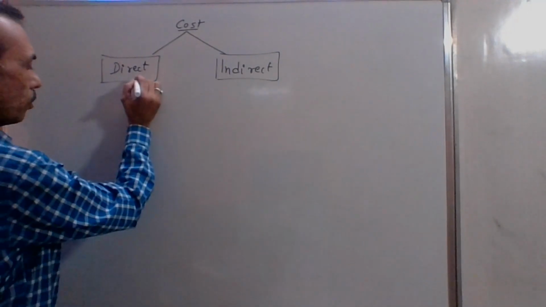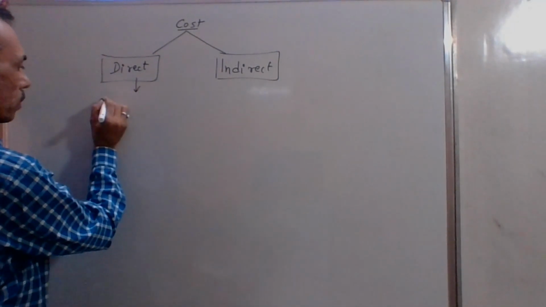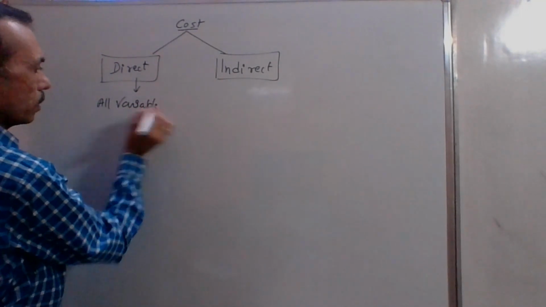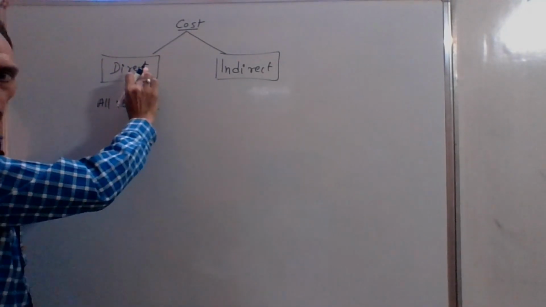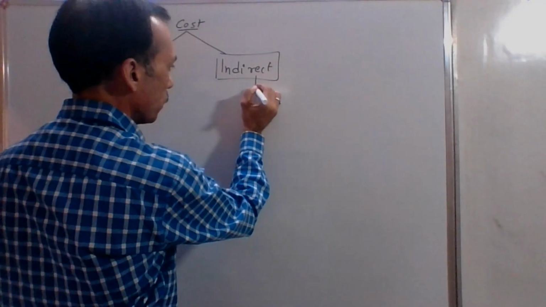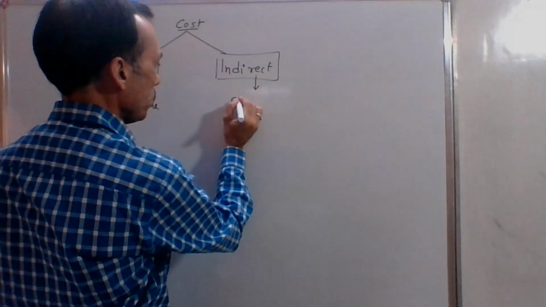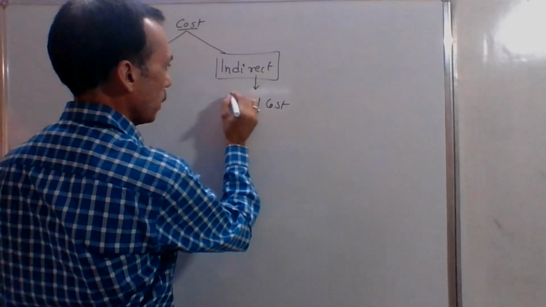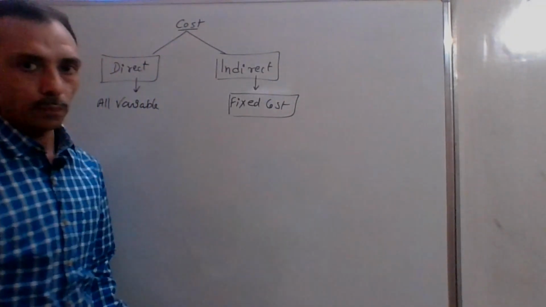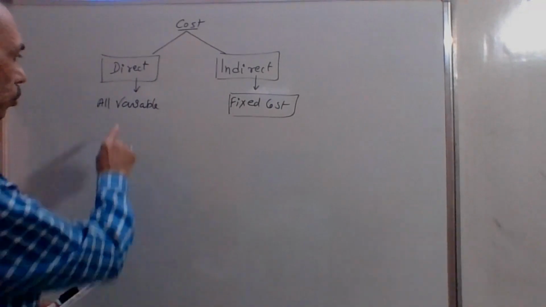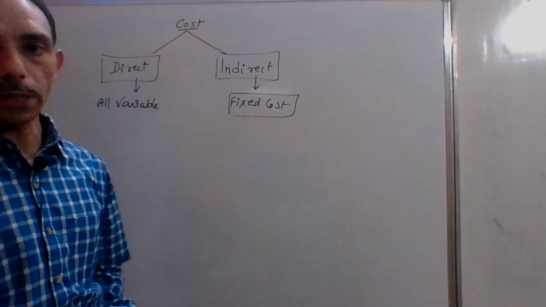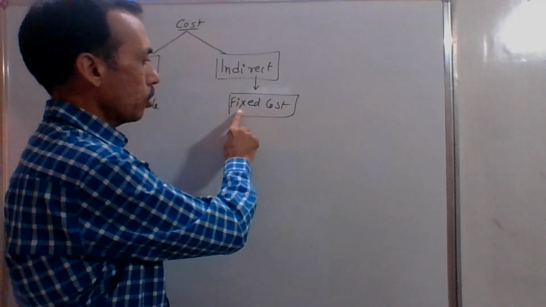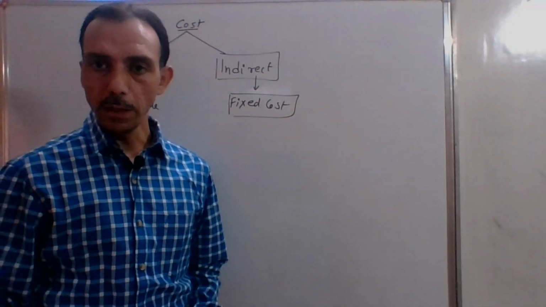All the variable costs are direct costs, while all fixed costs are covered under the indirect cost. Direct costs are those costs where the per unit output can be easily determined, while under the indirect cost, per unit output cannot be determined easily.